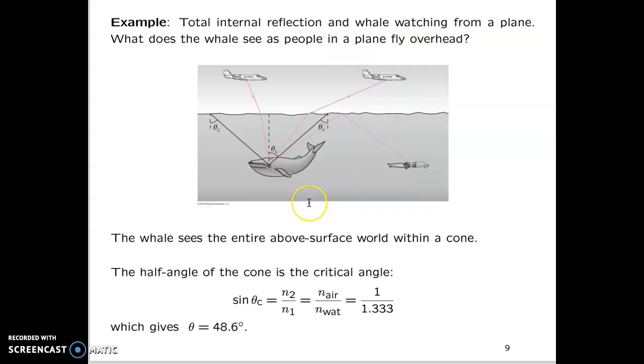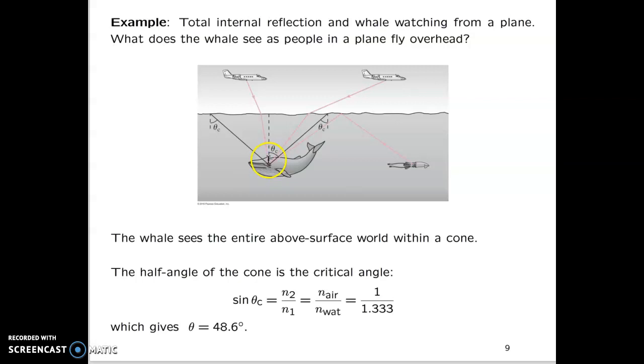Okay, so what is illustrated here is, well, what do we have? Here's the whale's eye, and the whale can look either directly up, or it can look at an angle over here, or it can look at an angle over here. And what is it seeing when it looks at any given angle?